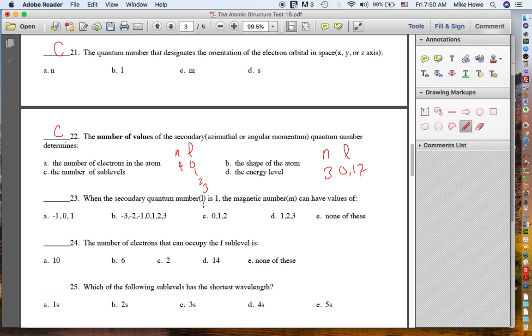All right, when the secondary quantum number is 1, so if L equals 1, then m can be -1, 0, or 1. So right here, over here, L equals 1, again, -1, 0, or 1. So m goes from negative L to positive L.